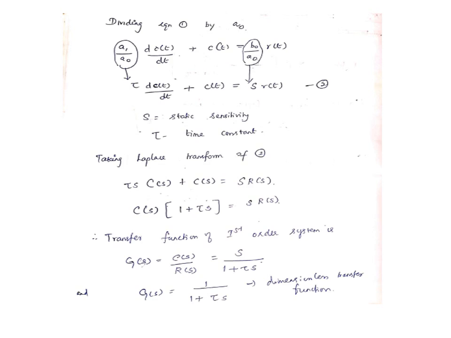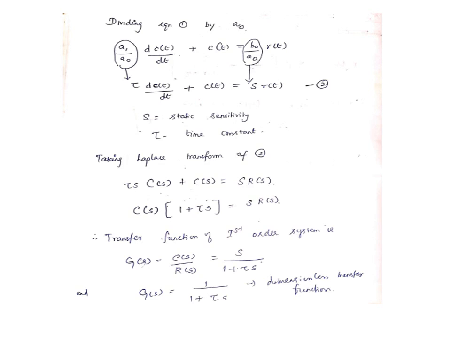This is equation 2. Then taking the Laplace transform of equation 2, I will be getting tau s C of s plus C of s, which is equal to K into R of s, and taking C of s as a common, then I will be getting 1 plus tau s, which is equal to K into R of s. The transfer function of the first order system is G of s, which is equal to C of s by R of s, that is taking this R of s to the left hand side, C of s by R of s equal to K by 1 plus tau s.